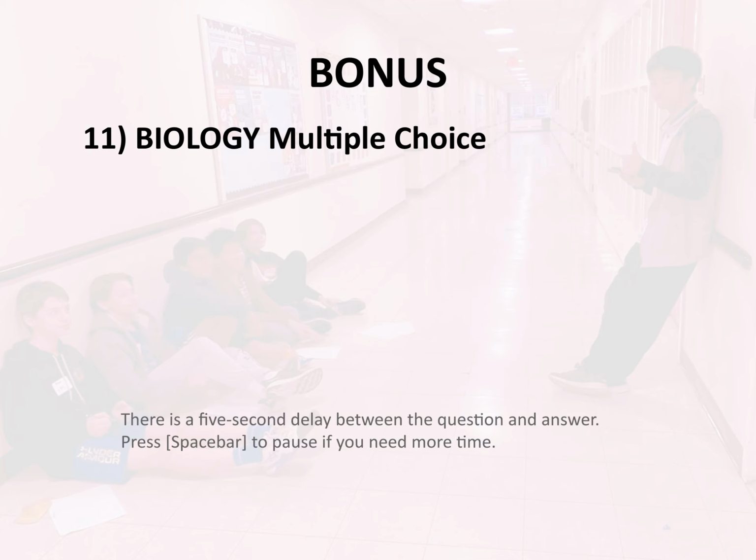Bonus 11. Biology. Multiple choice. Which of the following reactions is incorrectly matched to its enzyme? W. Kinase catalyzes the removal of a phosphate group from a molecule. X. Isomerase catalyzes the rearrangement of bonds within a single molecule. Y. Synthase condenses two smaller molecules together. Z. Protease breaks down proteins by hydrolyzing bonds between amino acids.